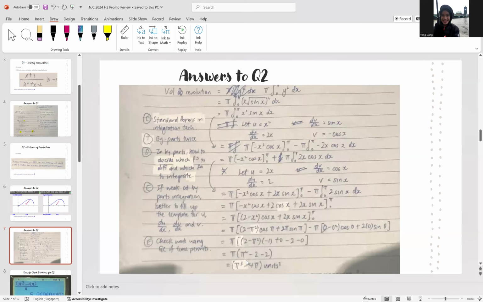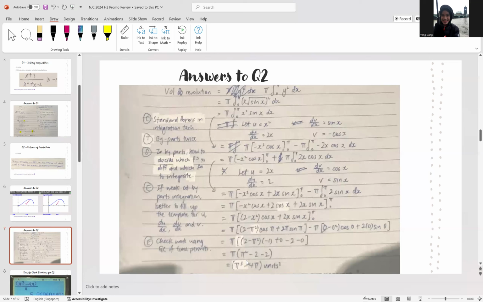Why do you do it again? Because you want to simplify it into a standard form, right? So you notice that after I differentiate the 2x, u equals 2x, du dx equals 2. Do you notice that du dx is a constant already? And because it's a constant, based on your integration techniques, you can always factor out the constant. And moreover, dv dx equals cos x, you integrate it back, you're going to get sine x, right?